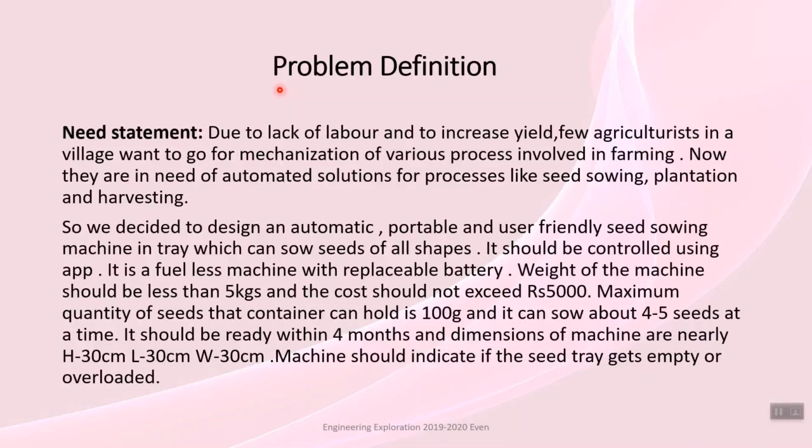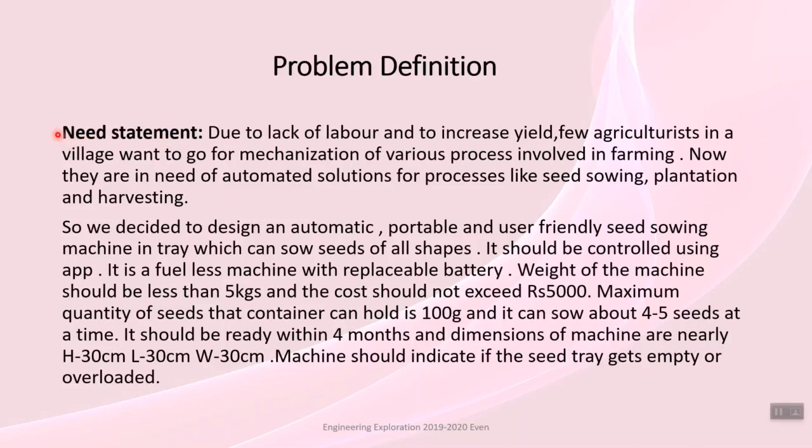On the basis of our topic, here is our problem definition. The need statement given to our topic is: due to lack of labor and to increase yield, few agriculturists in a village want to go for mechanization for various processes involved in farming. Now they require an automated solution for processes like seed sowing, plantation and harvesting.